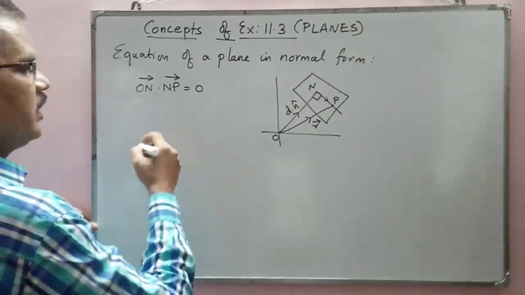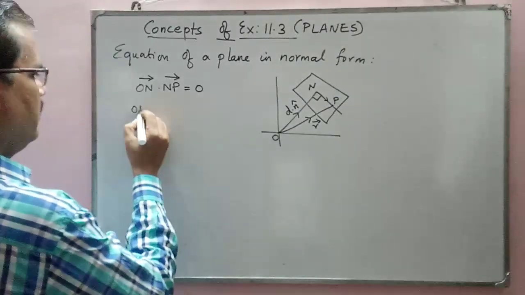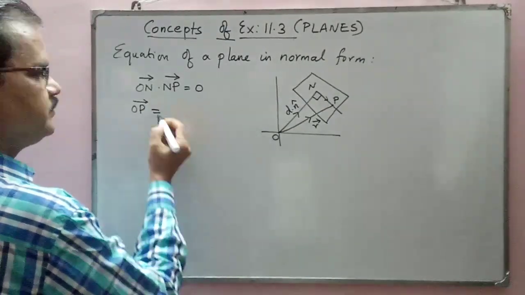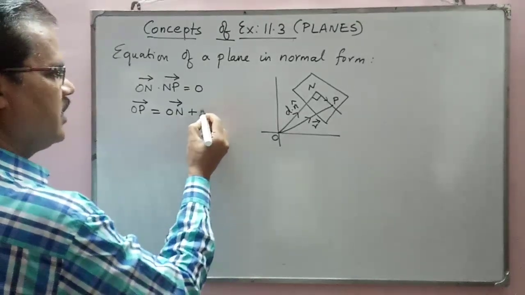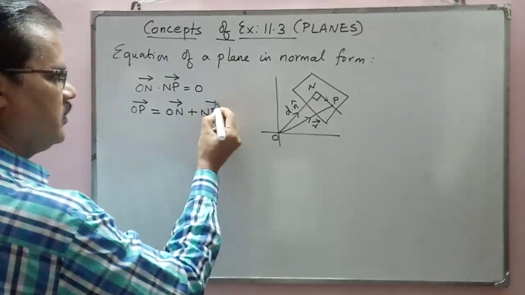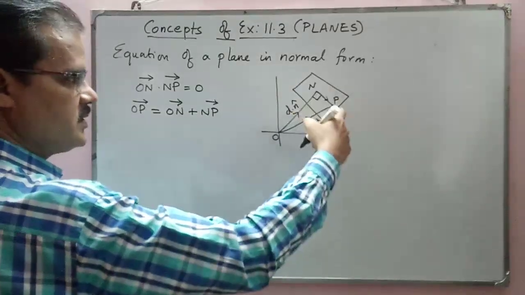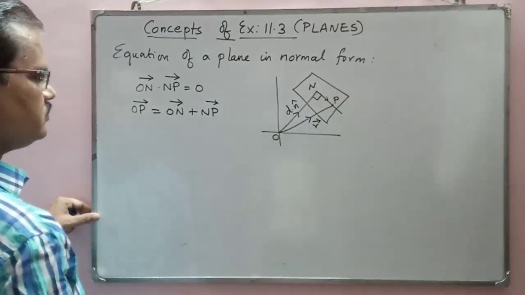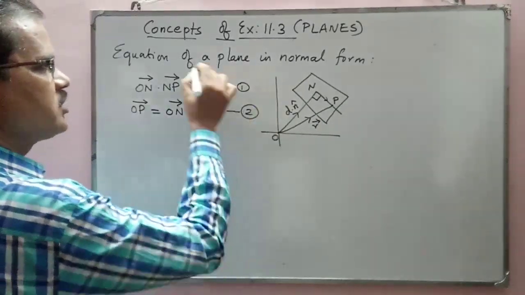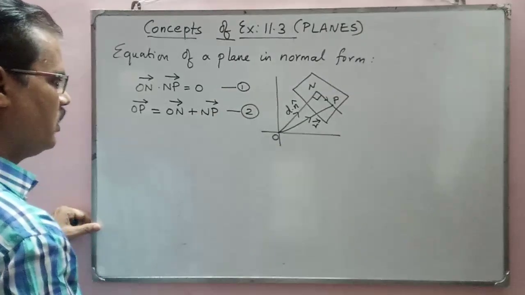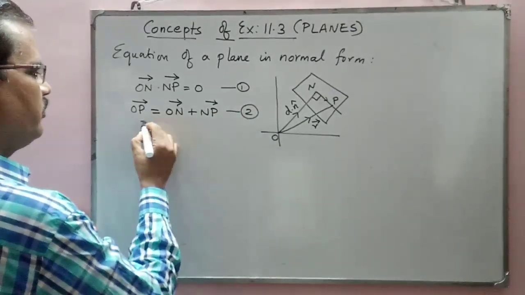Okay. Now the second point: OP vector equals ON vector plus NP vector. Correct? In triangle ON P, OP vector equals ON vector plus NP vector. Now having these two equations in our mind, we are going to frame the equation of a plane in normal form. Now in this we will find NP vector from the second equation.